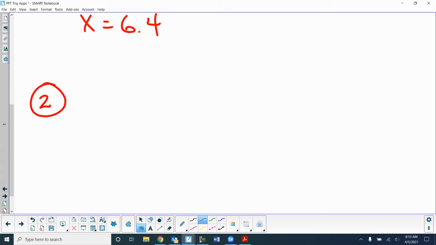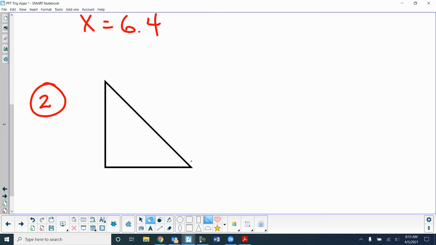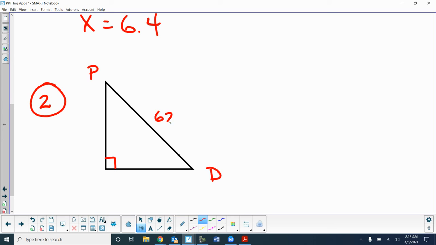All right, so some of you aren't sure on this one, but think about what's happening. Pat's up in a tree, right? Tree stand. So most trees are straight up and down, right? So I would draw a picture of a right triangle. Okay? So Pat, the hunter, is up here and the deer is down here. So we got a 90-degree angle, right? It's 62 feet directly from Pat to the deer. So the hypotenuse is 62.